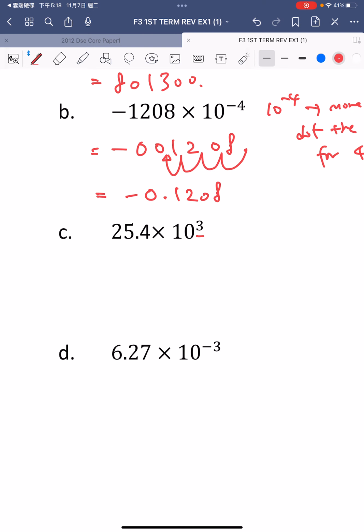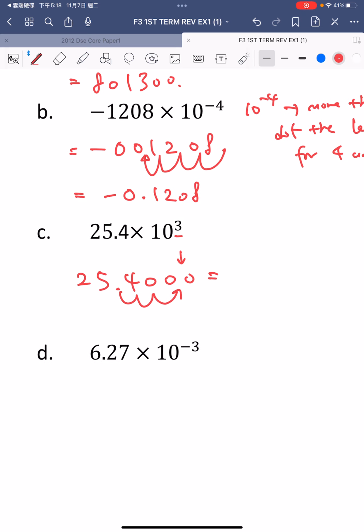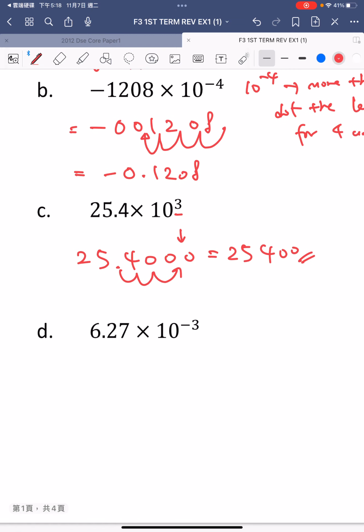So this is bigger than 0, so we're adding some zeros on the right. Okay, so now we want to move 3 times to the right. So 1, 2, and 3. So the dot is moving to here now. And then this is actually equal to 25400.